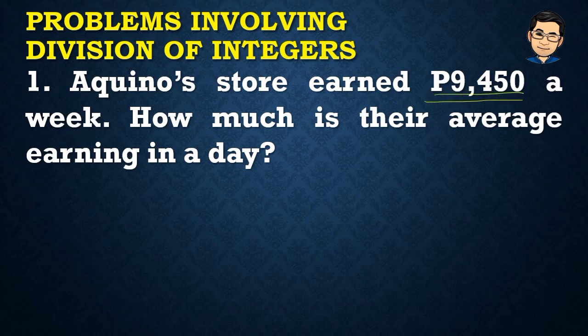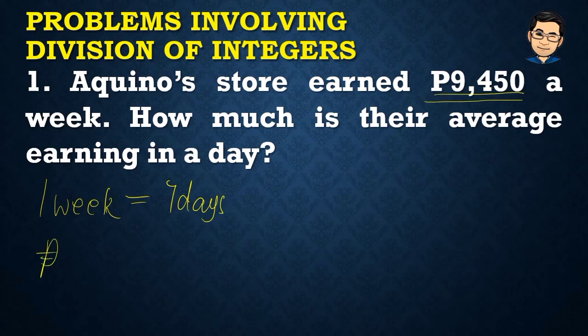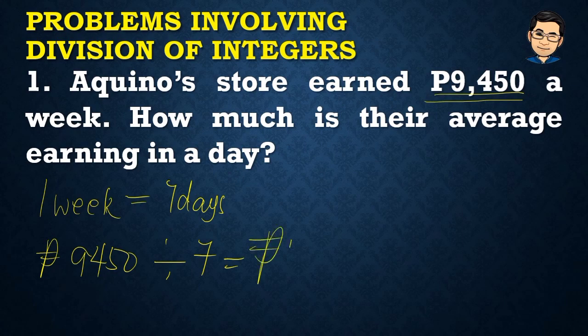And then, magkano daw yung average earning in a day? Okay, so how many days are there in a week? So, in 1 week, there are 7 days. So, ang gagawin natin nito, yung 9,450, i-divide lang natin sa 7. So, kapag dinivide natin ng 9,450 sa 7, ang makukuha natin is 1,350.